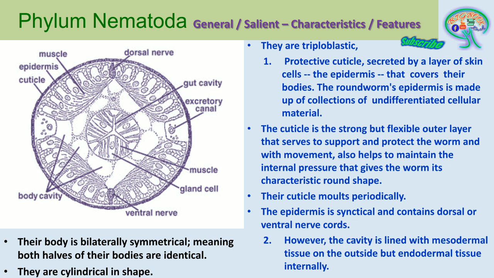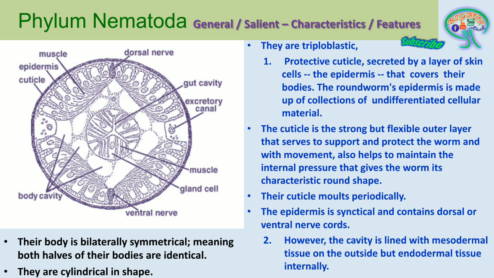Their body is bilaterally symmetrical. Nematodes are roundworms. Their body is round, not like platyhelminthes, which are flat worms. Here they are round worms, and they are bilaterally symmetrical. If you cut the organism from its anterior to the posterior part in a single line, it gives two equal halves. That is bilateral symmetry.